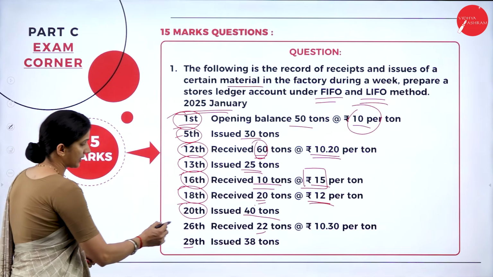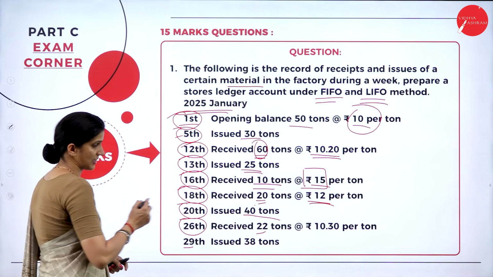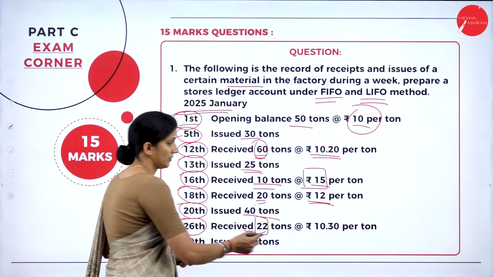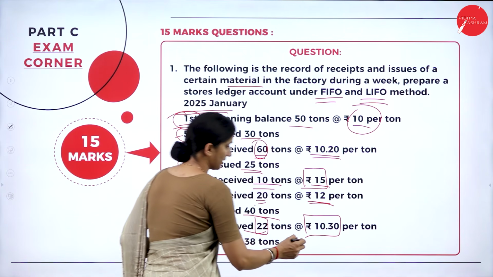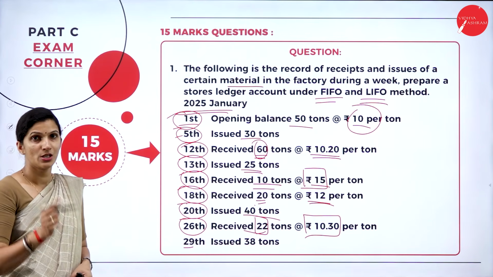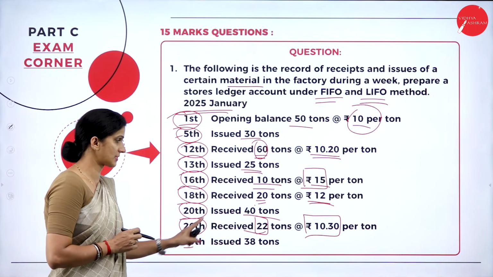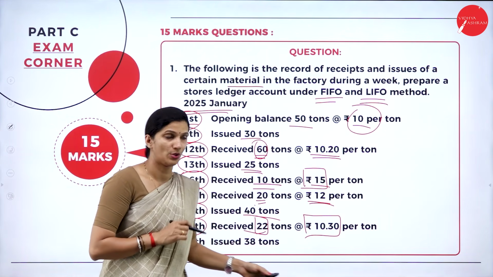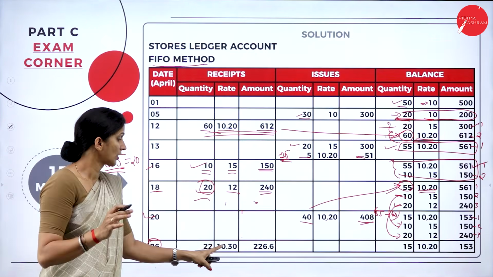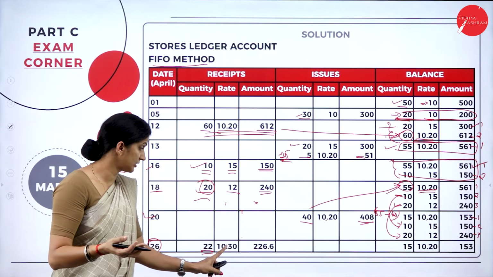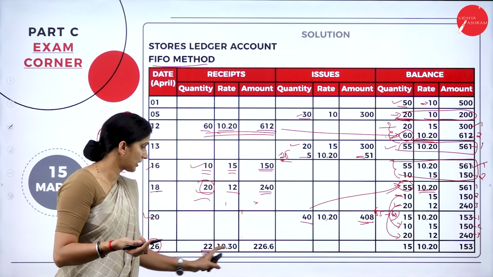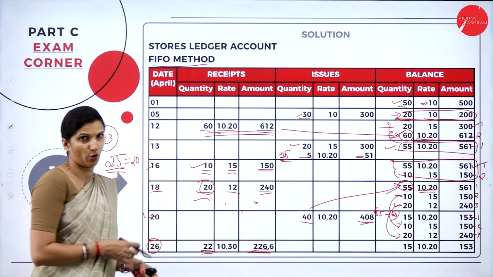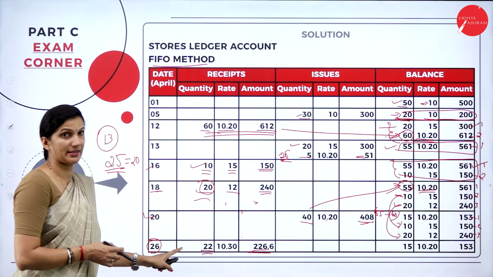Next, after 20th, we have the 26th transaction, received 22 tons at the rate of 10.30 per ton. So the date of transaction is 26th. Quantity received 22 and the rate is 10.30. So that will be written here. The rate per unit is 10.30. The total amount, 22 into 10.30, is 226.6. So this is the receipt transaction.